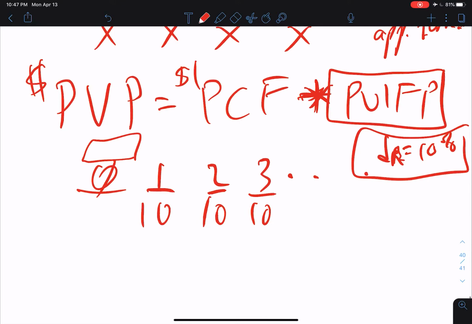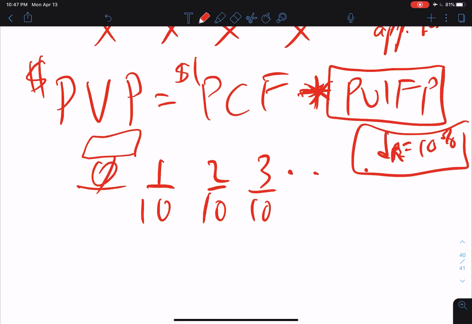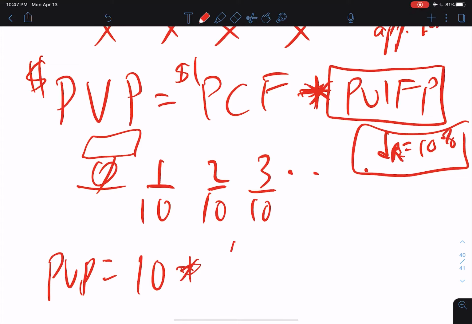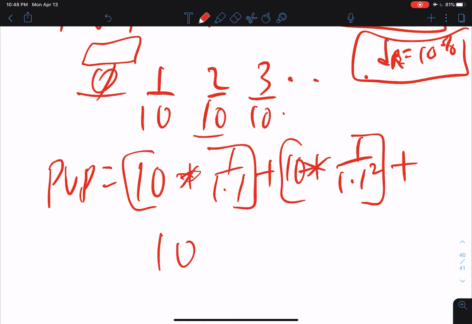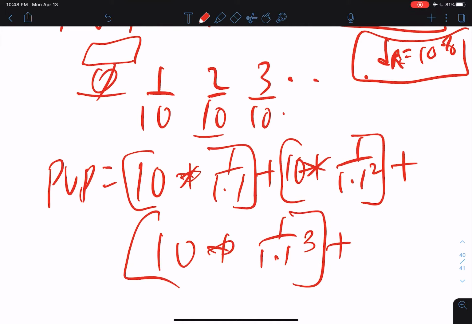Discount rate. And then, if I'm having a bad logic day, I might say the present value of this perpetuity equals this $10 times 1 over 1.1, plus this $10 times 1 over 1.1 squared, plus this $10 times 1 over 1.1 cubed, and then it would hit me, this never ends. I'm not going to get anywhere doing this type of analysis. But you get the idea.